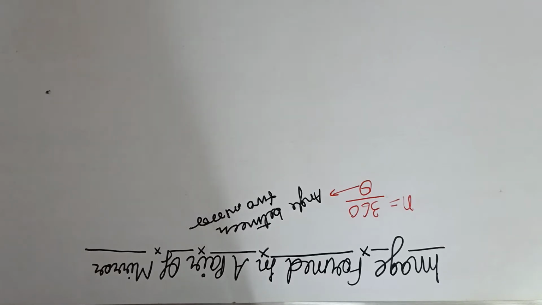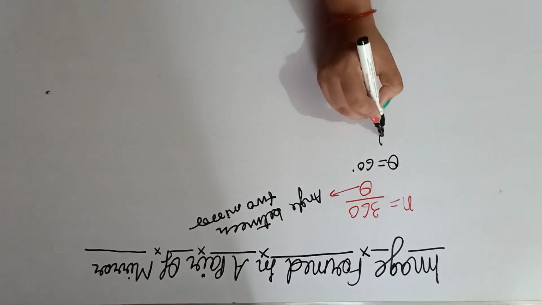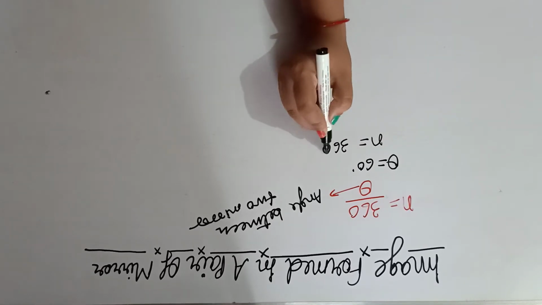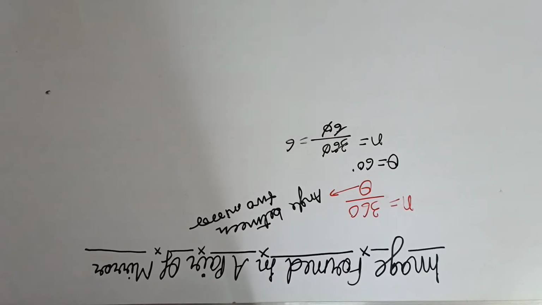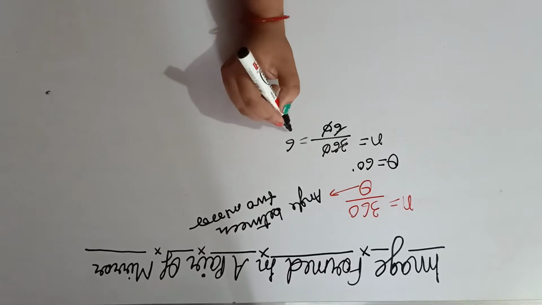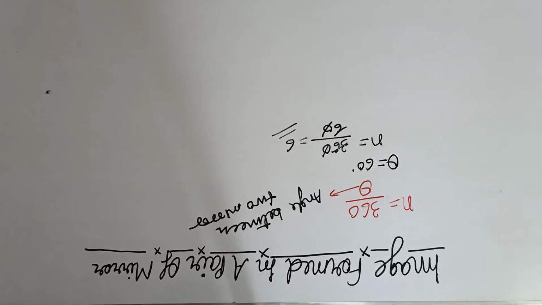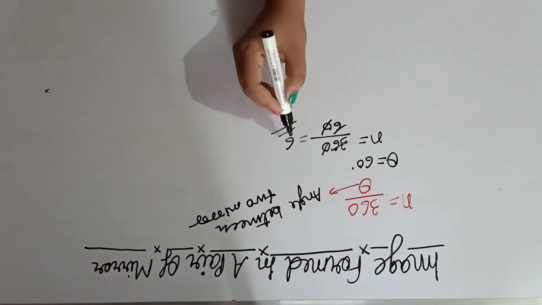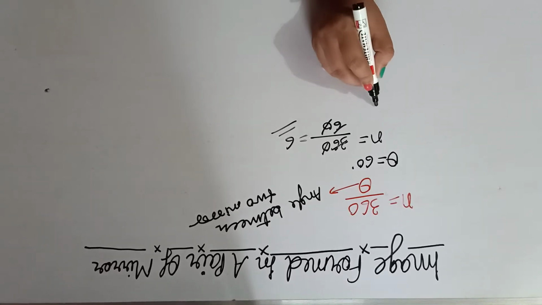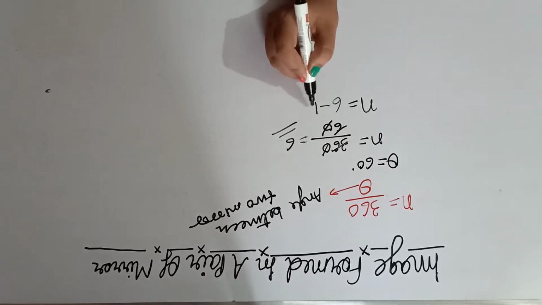For example, the two mirrors are inclined at an angle of 60 degrees. Then the number of images formed is 360 by 60. It means that 6 images are formed. But if the number of images formed by the plane mirror is even, then we subtract 1 from it, because in this condition 2 images collapse into each other. So we get 1 image in the place of 2. So the number of images formed by the plane mirror inclined at 60 degrees is 6 minus 1, this is 5.